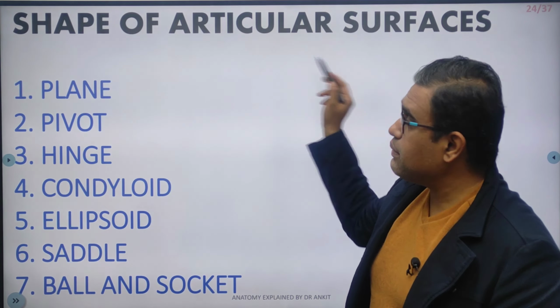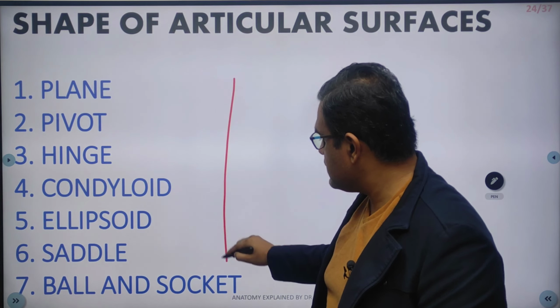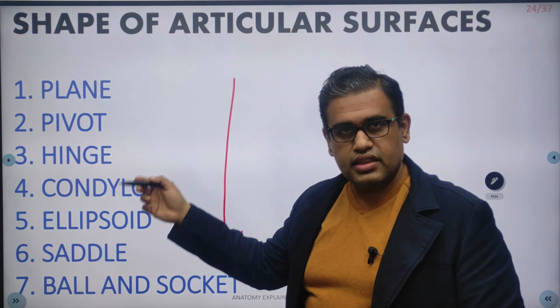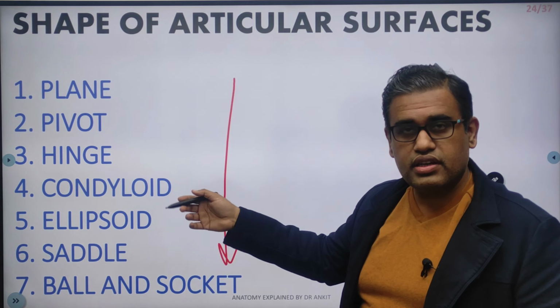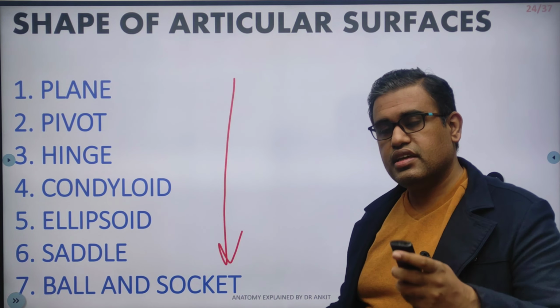The other variety was based on the shape of the articular surface. There's a whole lot of classification over here, right from plane joints to ball and socket joints. In between this whole range, the mobility is increasing in this direction. From plane, then you have the pivot, then the hinge, then the condyloid, then the ellipsoid, saddle, and ball and socket. All these few varieties. Let us see each example.